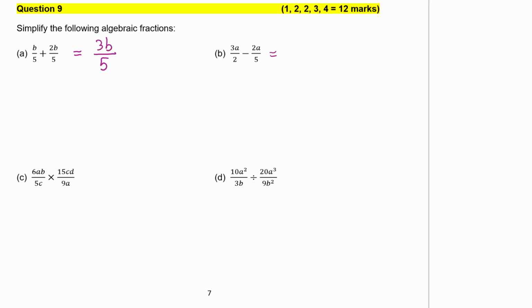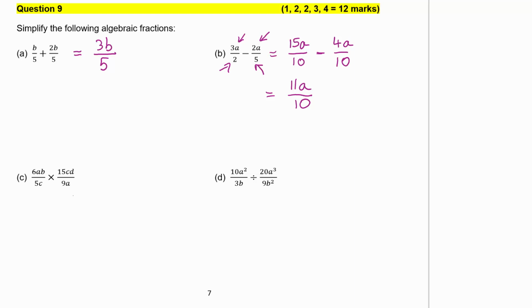Here our denominators are different, so we need a common denominator for 2 and 5. 10 would be the way to go. I've multiplied the 2 here by 5, so I need to do the same to the top, so that would be 15a. I've multiplied the 5 by 2, need to do the same to the top, so that is 4a. And now that we have the same denominator, we can just subtract the numerators. So that gives me 11a.